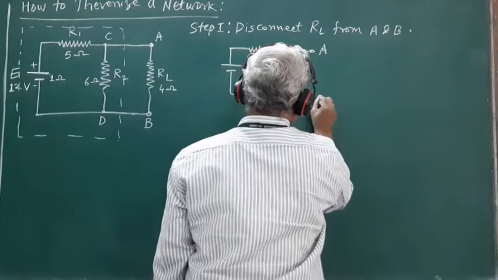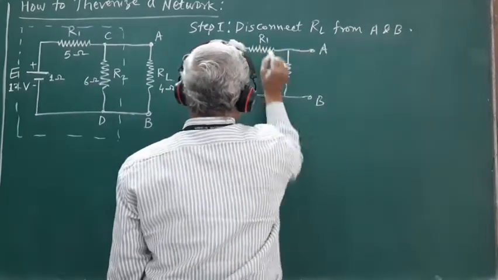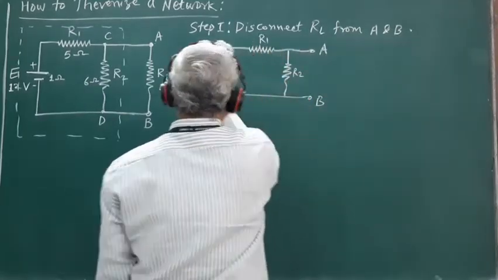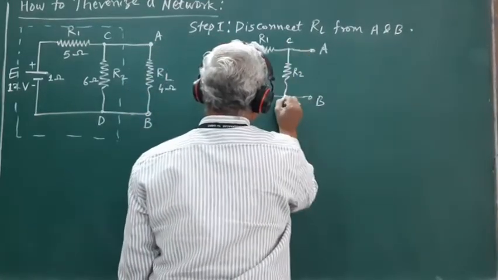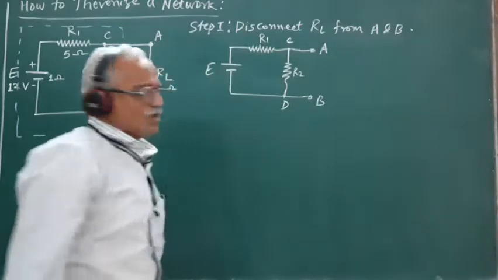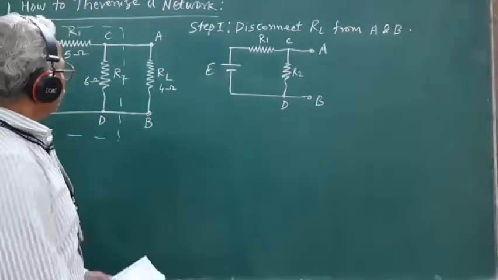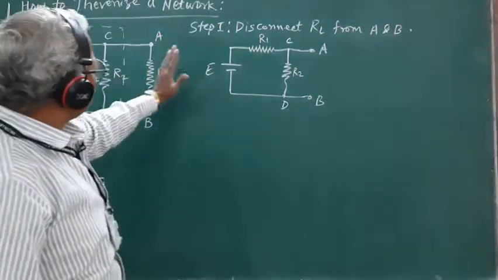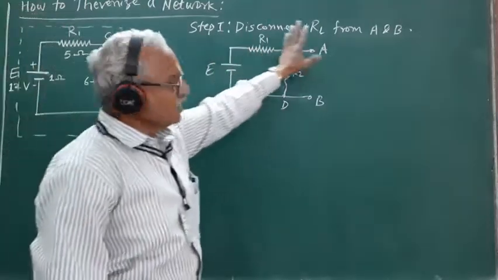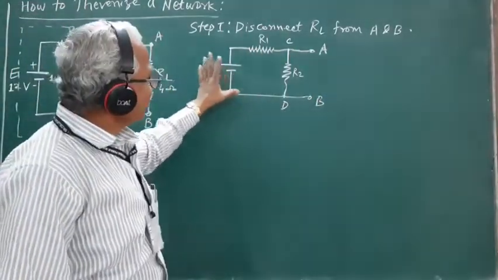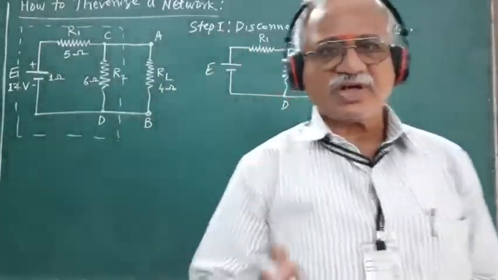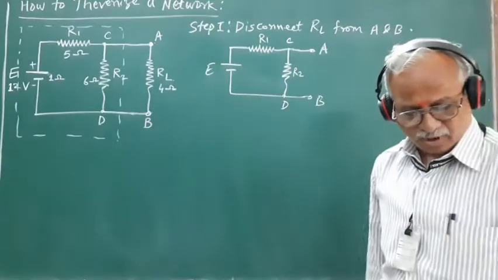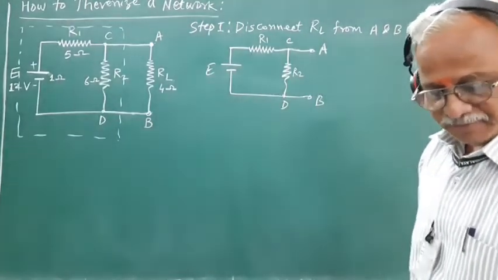These are the terminals A and B. This is the resistance R1, this is R2, and this is the source of EMF E, this is the point C, and this is the point D. So, once we remove this load resistance from the terminals A and B, the given network will reduce to this. This is the first step. In the first step, we have to just remove the load resistance from the terminals A and B.